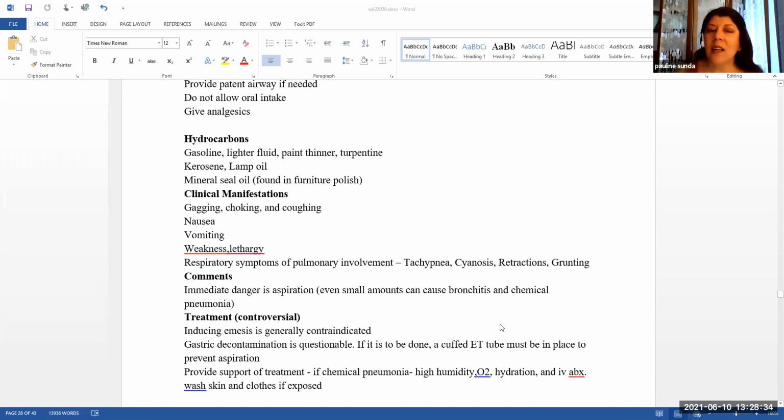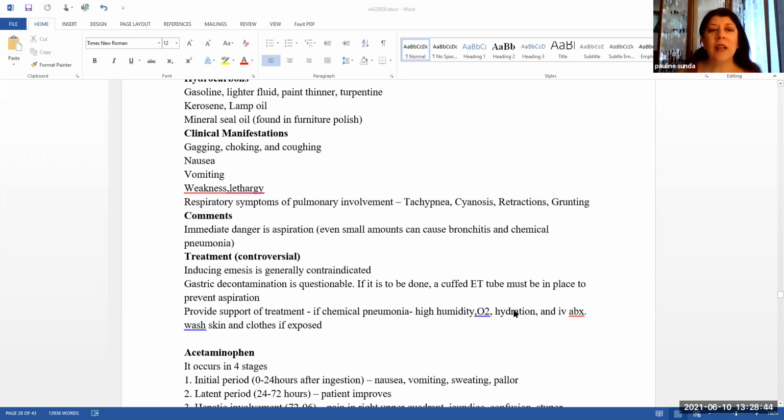Hydrocarbons. Examples of these include gasoline, lighter fluid, paint thinner, turpentine, kerosene or lamp oil, or mineral seal oil. This is found in furniture polish. Here, the clinical manifestations include gagging, choking, and coughing, nausea, vomiting, weakness, lethargy, and then respiratory symptoms of pulmonary involvement.